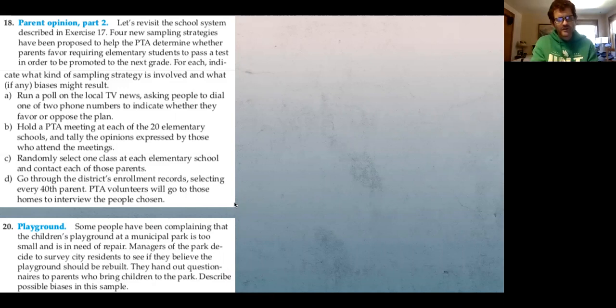Another thing that could happen is if it's questionnaires, how many of them are actually going to fill it out? You could get non-response, but the bigger one is, of course, undercoverage.